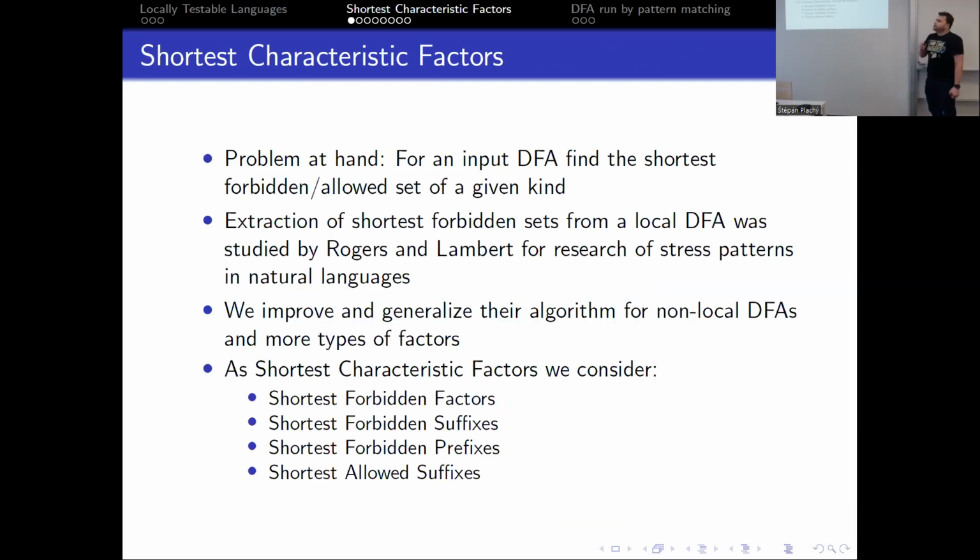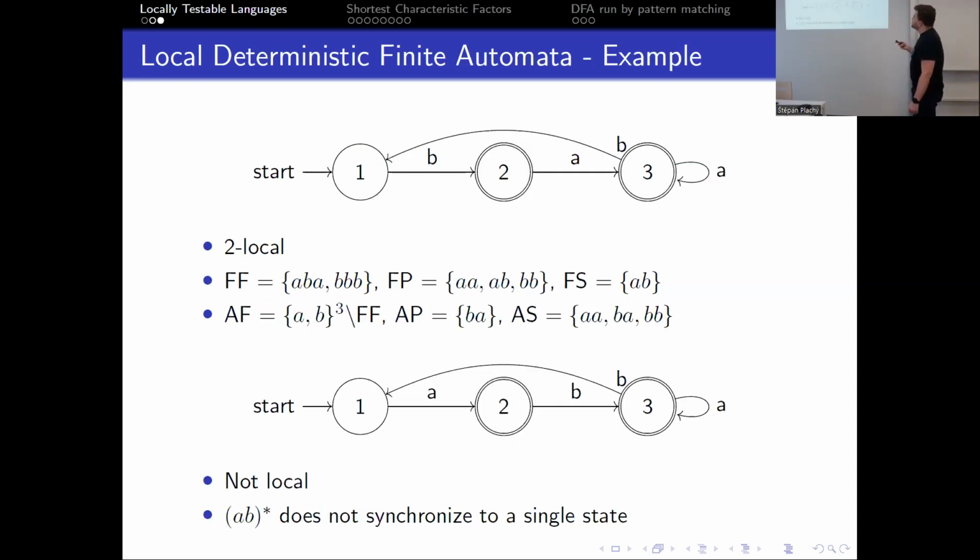Now, regarding the shortest characteristic factors, one thing that we can notice, for example, with the forbidden prefixes AA and AB: if we look at the automaton, it's sufficient when at the beginning there is just the symbol A. If there is symbol A, then I'm going to fail. So the information that forbidden prefixes are AA and AB is redundant, because the shortest one would be just A. And similarly with the allowed factors and so on. When I say that at the end has to be AA, BA, or BB, it is sufficient to say that there has to be A at the end, and the information that AA and BA have to be there is redundant.